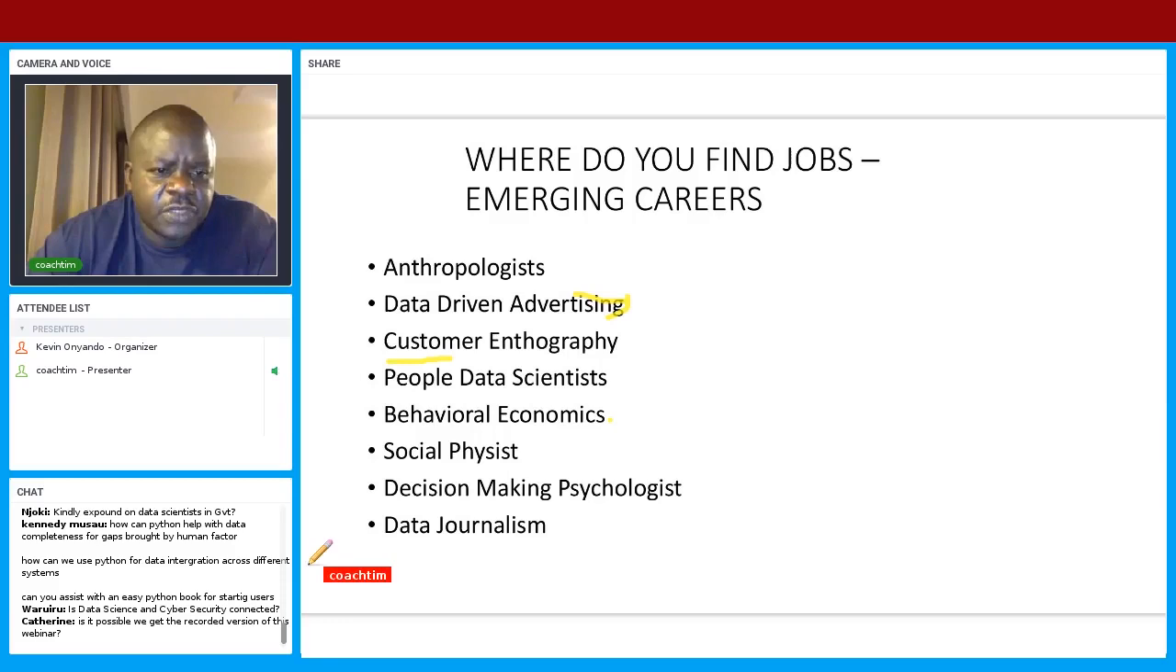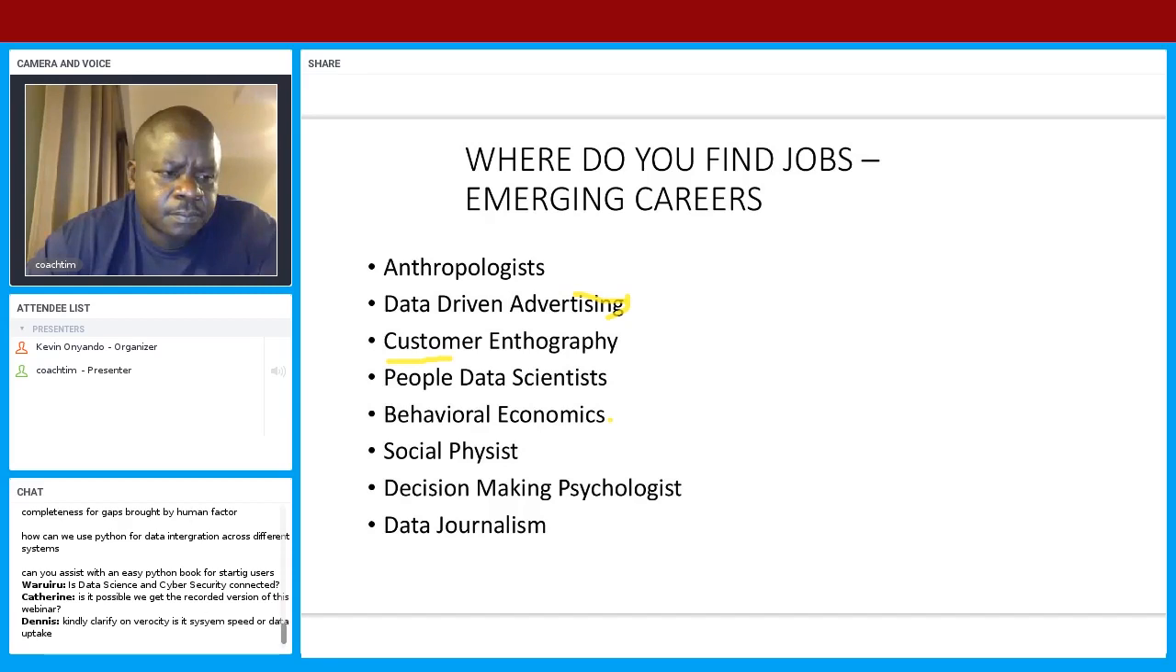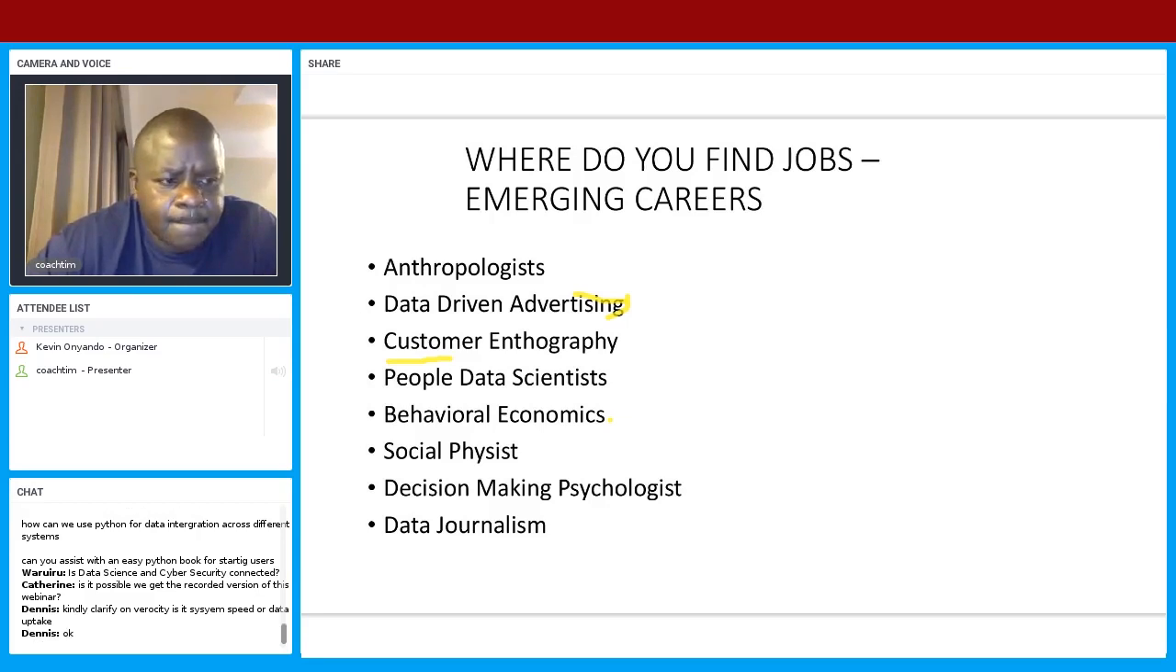Yes, Catherine, we should be able to get the recorded version of this. We'll work on that. Dennis, clarifying on velocity: is it system speed or data uptake? It's on data uptake. Thanks for asking, so it's on the data side.